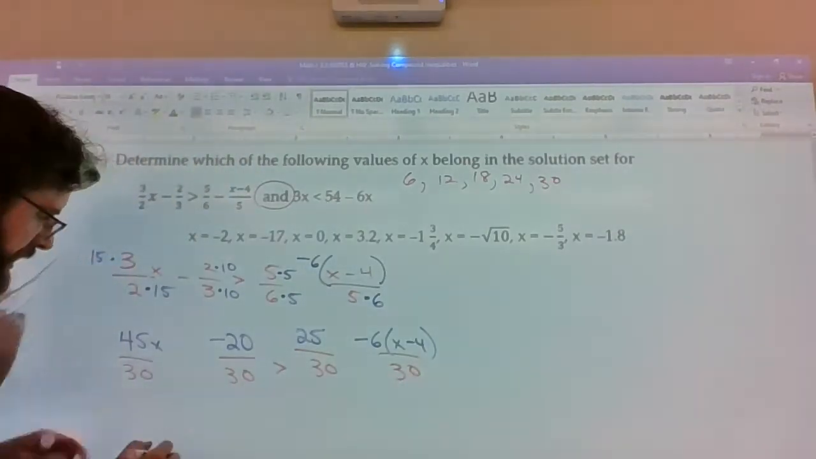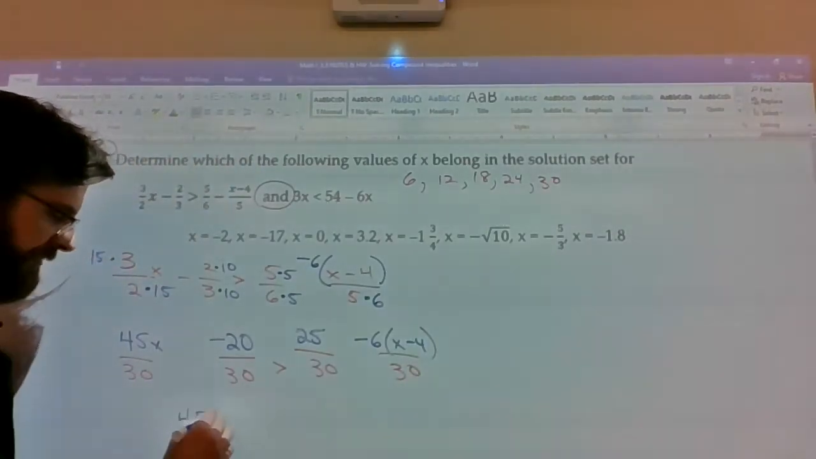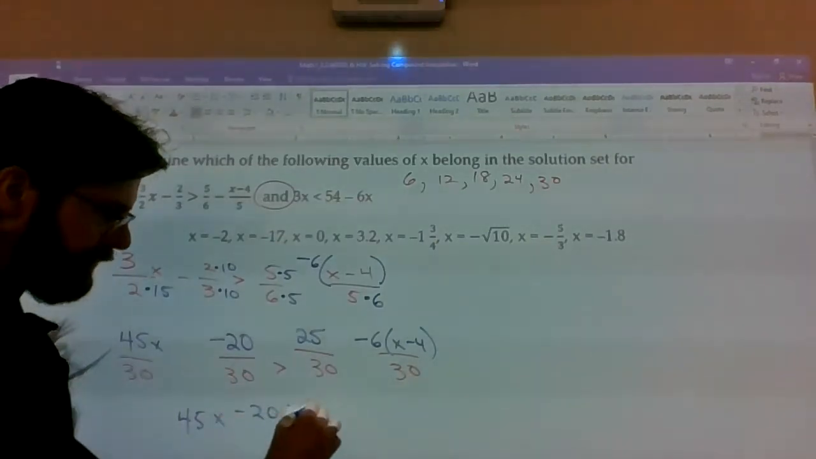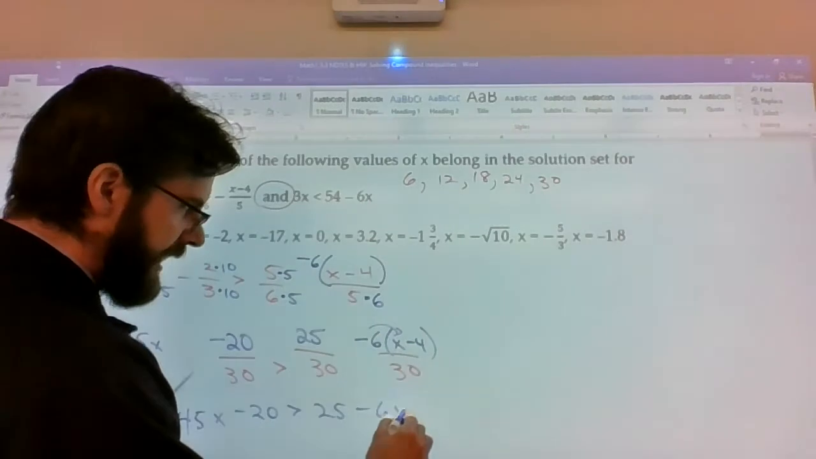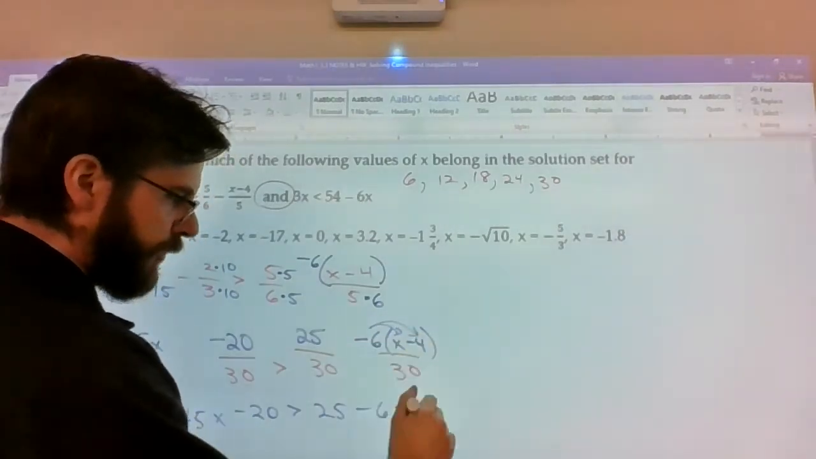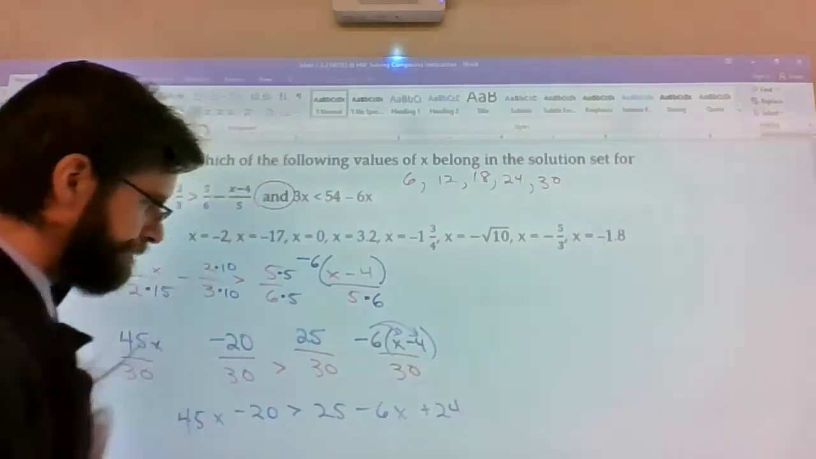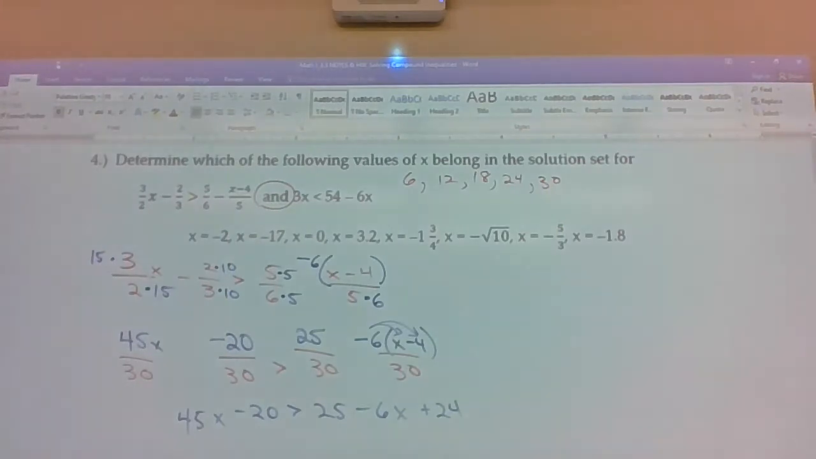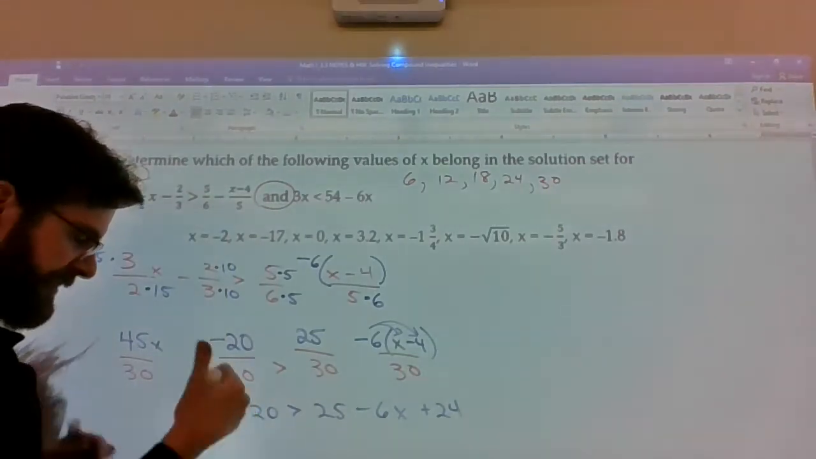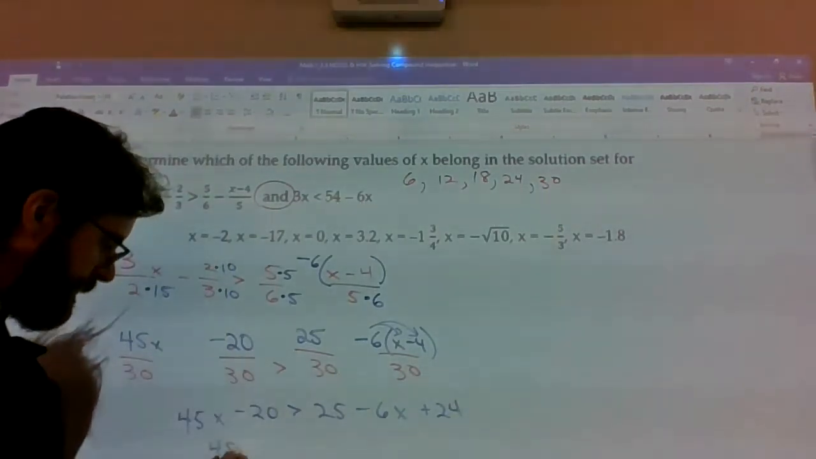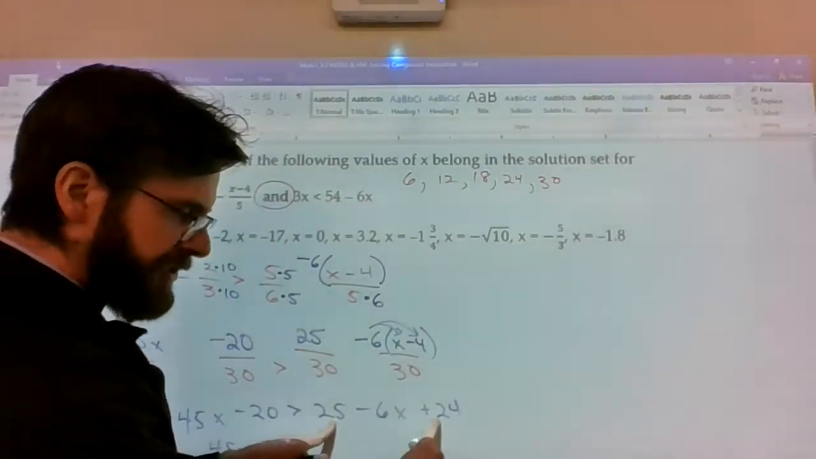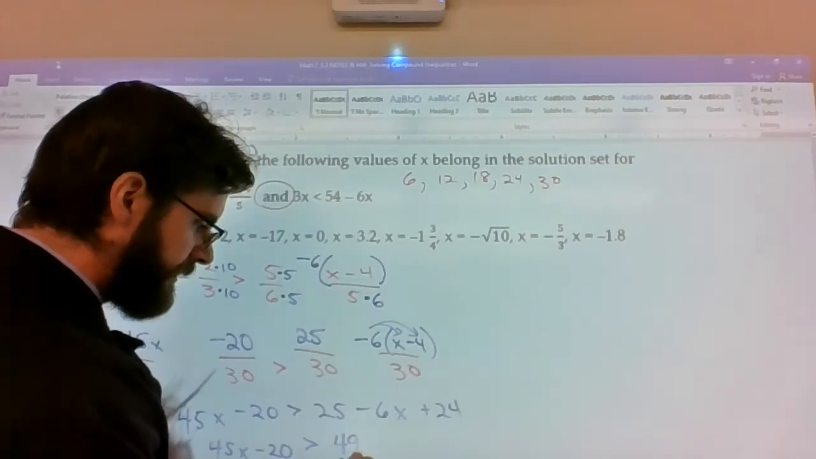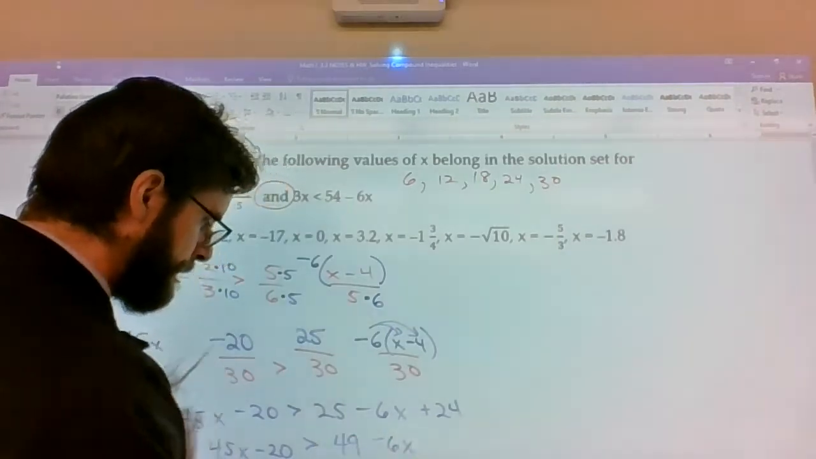So ditch the 30s. 45x minus 20 is greater than 25. At this point, I'm going to distribute, so it's going to be minus 6x plus 24. And then everything on the left is simplified. Everything on the right is not. 25 plus 24 is 49 minus 6x.